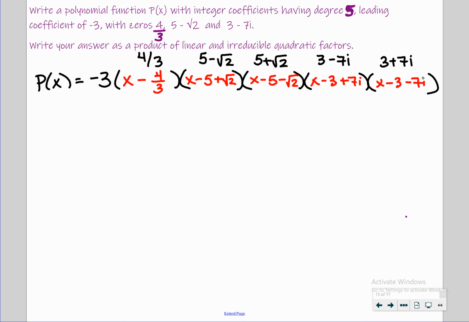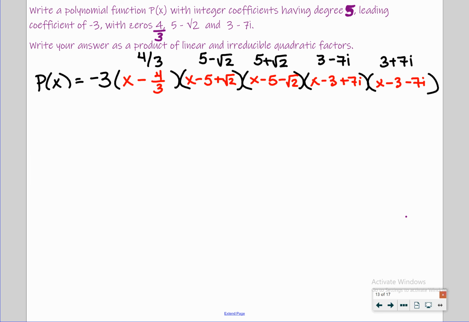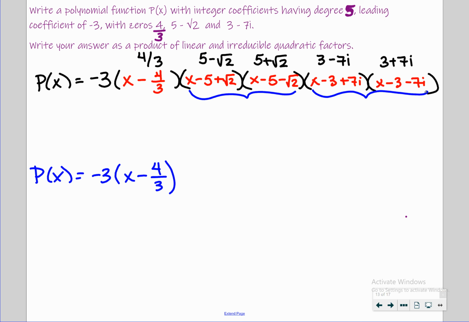Okay. Now, the instructions again say write as a product of linear and irreducible quadratics. The first part of this problem is okay. The p of x equals negative 3 times x minus 4/3. That's fine. But we don't want radicals or i's. We want to FOIL those pairs together to get those quadratics. And remember, there are two ways to do this. You can either completely FOIL it out, and your radicals or your i's will cancel, and there's 3 terms times 3 terms, so that's 9 terms total.